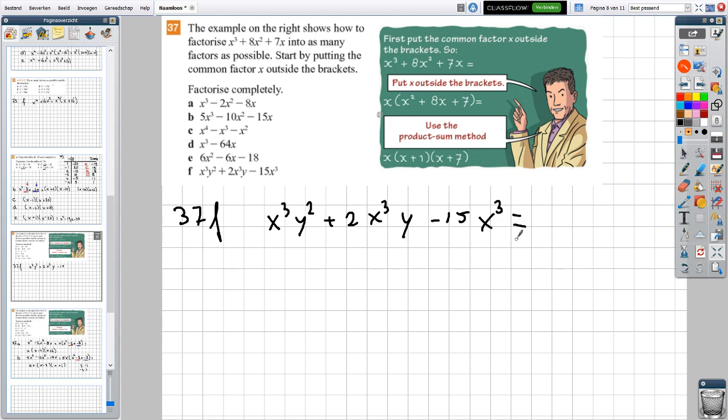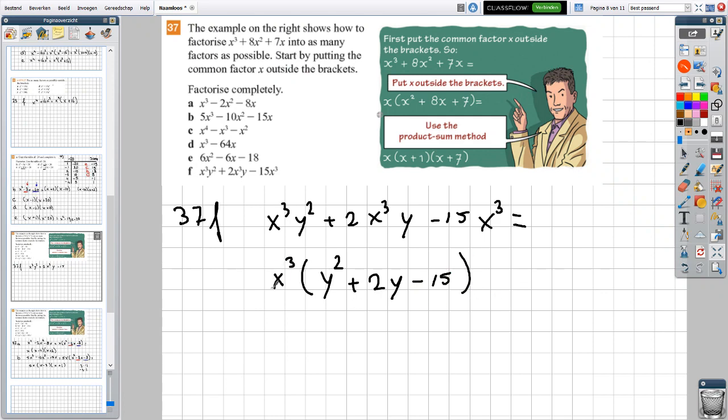Again, first put your common factors outside of the brackets. I see x to the power of 3, x to the power of 3, x to the power of 3. I don't have anything with y here, so I cannot take a y outside of my brackets. And also I don't have any numbers that I can get outside of my brackets. So here, x to the power of 3. Here I'm left with y squared. Here I'm left with 2y. And here I'm left with minus 15.